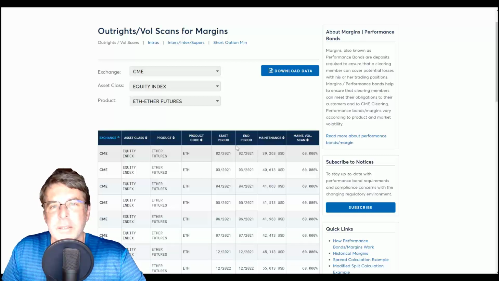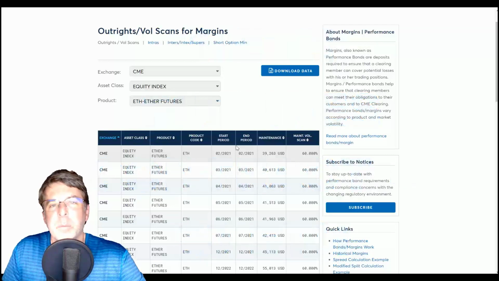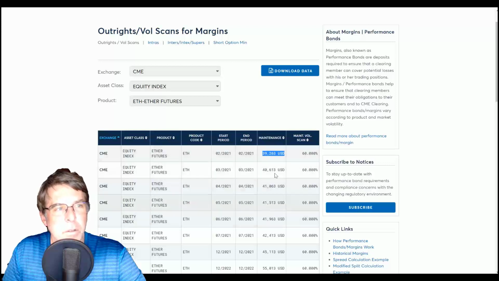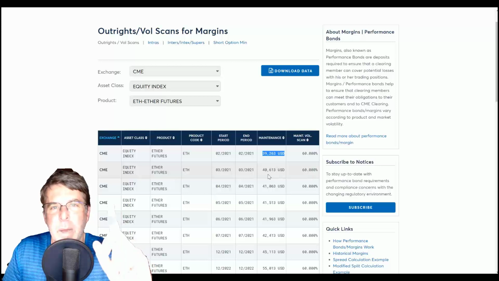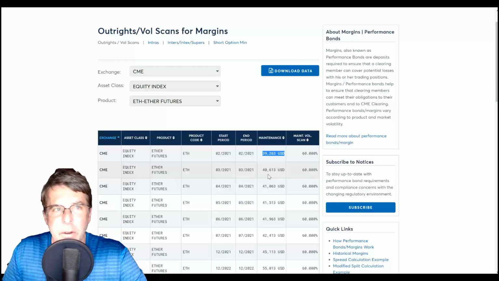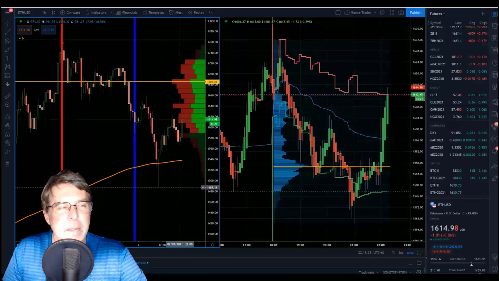This contract is 50 Ether, okay? So 50 Ether at the current price of, let's just say, 1,500, so about 75,000. You can see that's a pretty big contract, right? The underlying is 75,000. So they're asking for here about, let's just call it 40 grand. You can see that the out months are a little bit more. So about $40,000 is required just to buy one particular Ether contract, all right? Now, let's go back over here and tell you what that means and how it would trade.